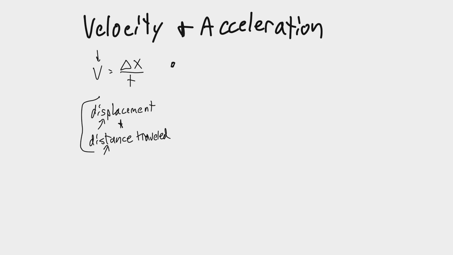But real quick, if we say that we have an object and it travels from there to here, and we say that that was 10 meters, we would plug that into that part of the equation, and if this happened over a 2-second period, you would plug that into there, and then we would say that the velocity is equal to 10 meters divided by 2 seconds, which gives us a final velocity of 5 meters per second.